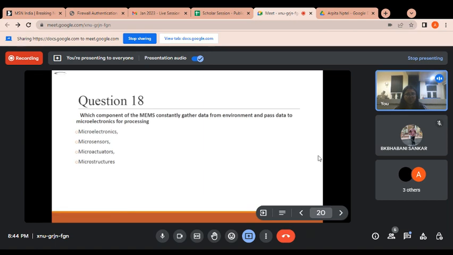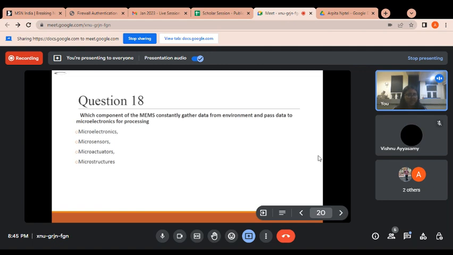So the right option is microsensor. Have you got it, Shankar? Yes, ma'am. Now what is the right answer? Yes, Vishnu? And what's the difference between a piezoelectric sensor and a transducer, ma'am? How it works, ma'am? Okay.